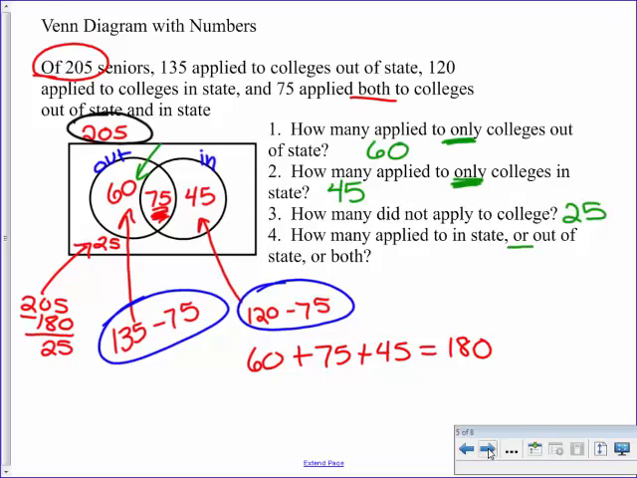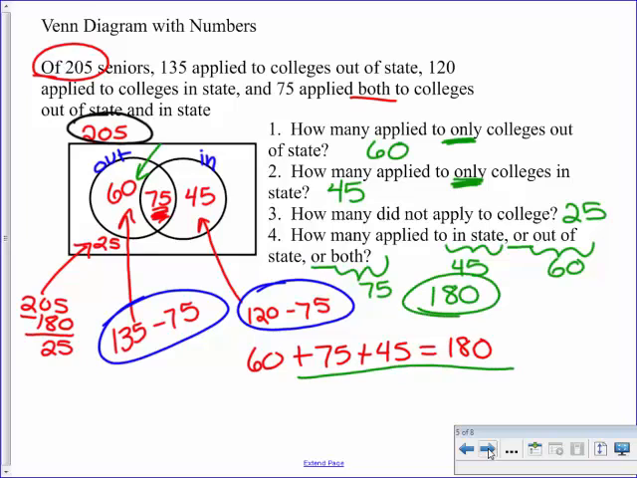Okay, the ors mean I'm going to include everybody in each category. So we had in-state, which was 45. We had out-of-state, which was 60. And we had both, which is its own category of 75. And we've already done that math over here. So I've got my answer of 180 students.